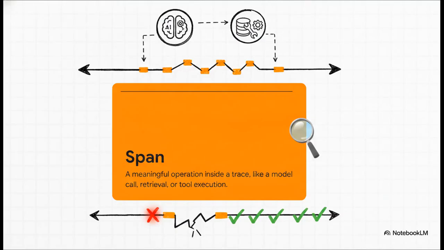Now here's where it gets really interesting. Breaking a trace down into individual building blocks, what we call spans, is what finally gives us the surgical precision we need to root cause errors across these crazy multi-step workflows. If the agent fails, the trace tells you exactly which span blew up. Was it the retrieval span, the tool execution span? Pinpointing the exact operation is the absolute core of modern AI debugging.